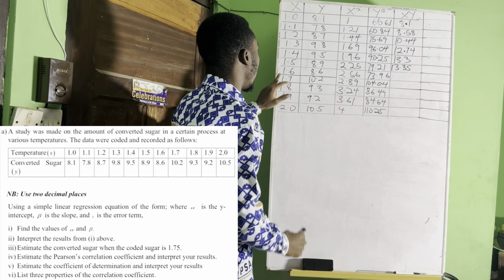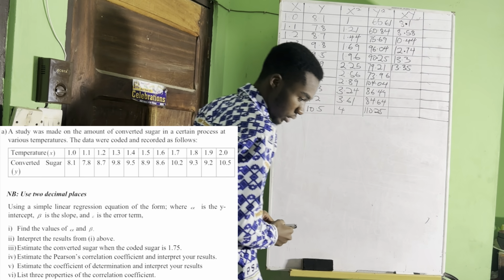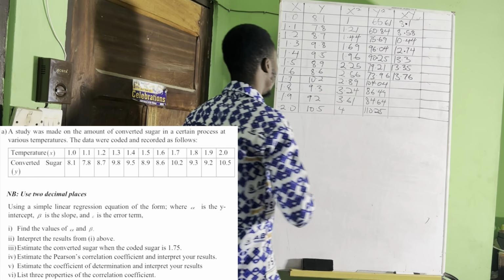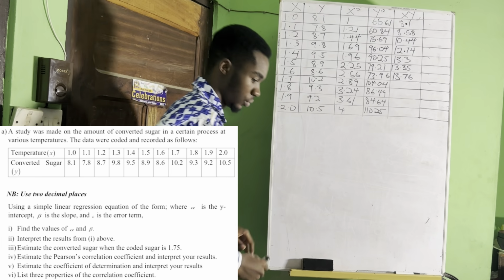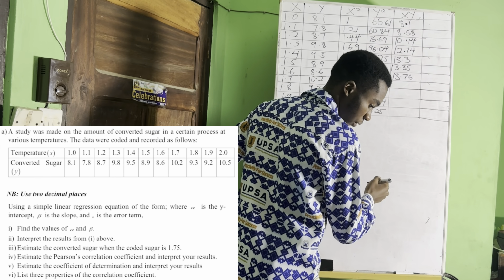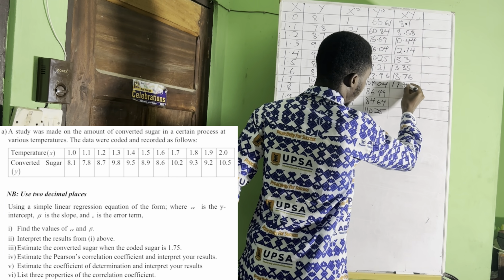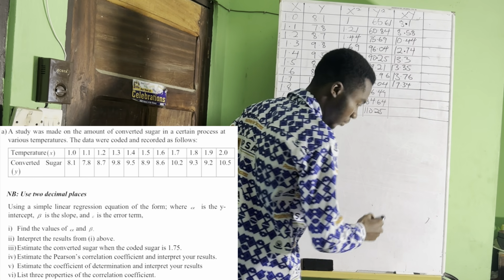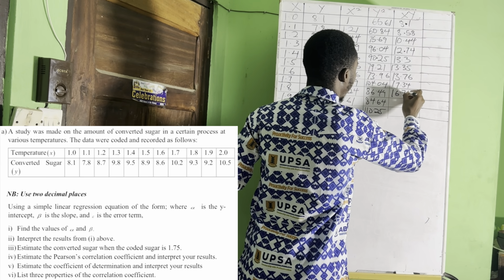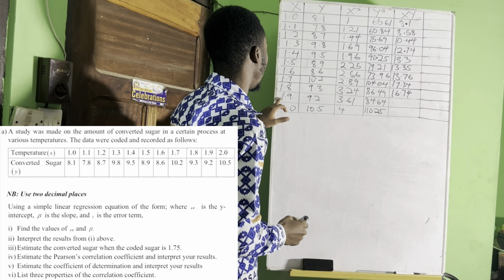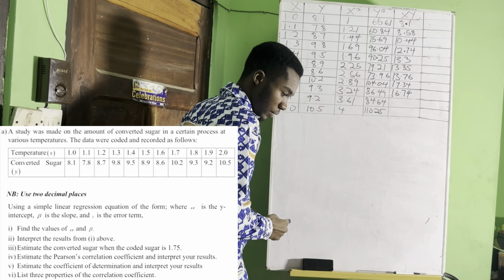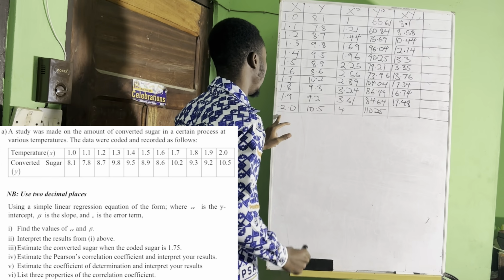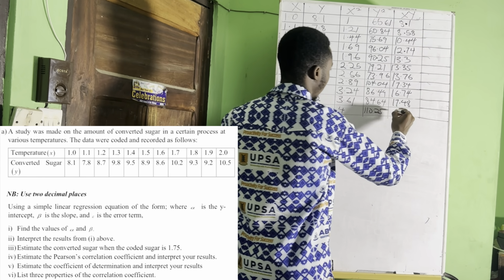Then the next one, 1.6 times 8.6 should give us 13.76. Then 1.7 times 10.2 should give us 17.34. Then 1.8 times 9.3 should give us 16.74. Then 1.9 times 9.2 should give us 17.48. Then the last one, 2.0 times 10.5 should give us 21.